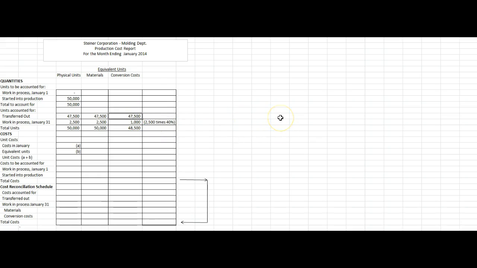As far as conversion costs go, again, those 47,500 units that we transferred out have to be complete. Otherwise, we couldn't transfer them out. Those 2,500 that are left are only 40% complete. 2,500 units that are 40% complete are the same as 1,000 complete units. So that means as far as conversion costs go, we did 48,500 equivalent units worth of work during January.